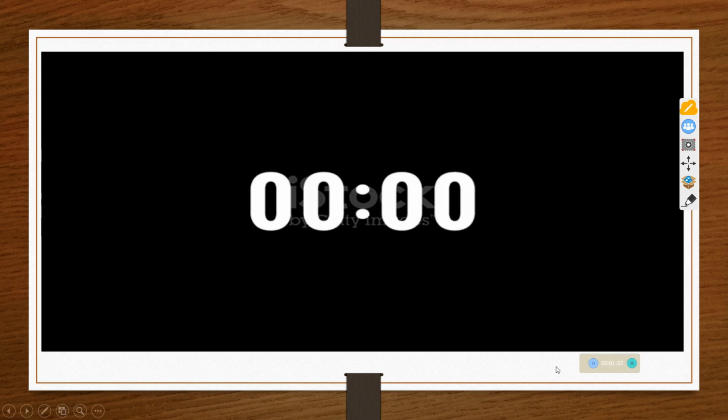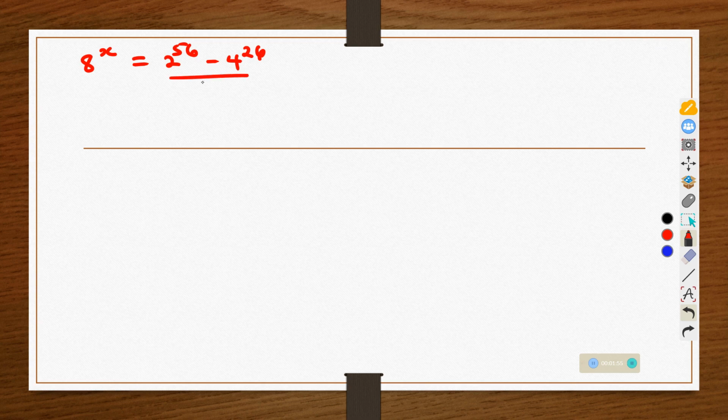The time is over, so let us look at the required solution. Basically, we are given that 8 to the power x is the same as 2 to the power 56 minus 4 to the power of 26. We are dividing this by 30. So how do we do that?